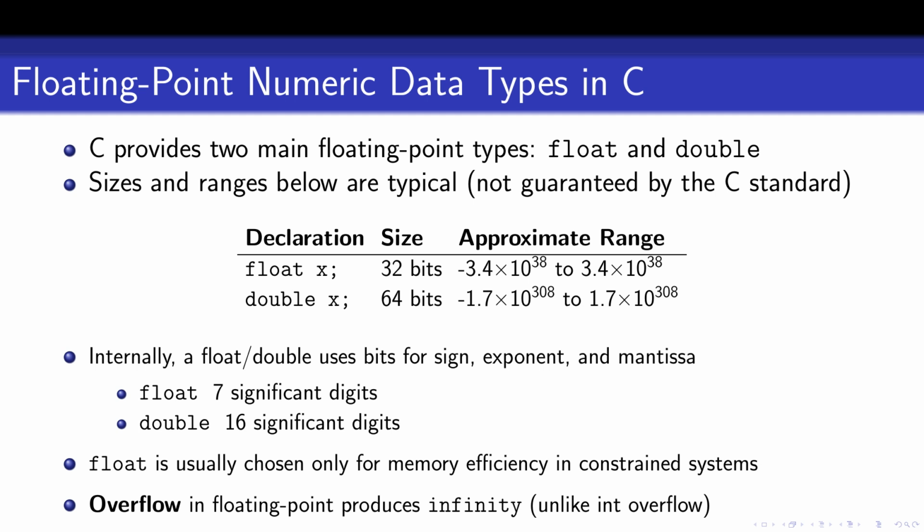Floating point types allow you to represent real numbers with decimal points. In C, you have two common options, float and double. A float typically uses 32 bits, while a double uses 64 bits. That extra space gives double a much wider range and significantly more precision, up to about 16 significant digits, compared to just 7 for float. This is why most programs use double by default. Internally, these values are stored using a sign bit, exponent, and mantissa, but those details are abstracted away from you.